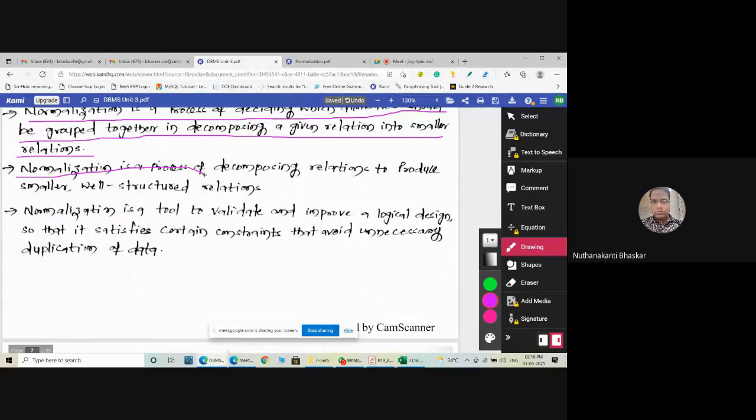Normalization is a process of decomposing relations to produce smaller and well-structured relations. Exactly. It is well-structured because we are avoiding the redundancy. We are getting the smaller relations. So that's what makes it a well-structured relation. Sure, normalization is a tool. Yes, we can tell it is also a tool to validate and improve a logical design.